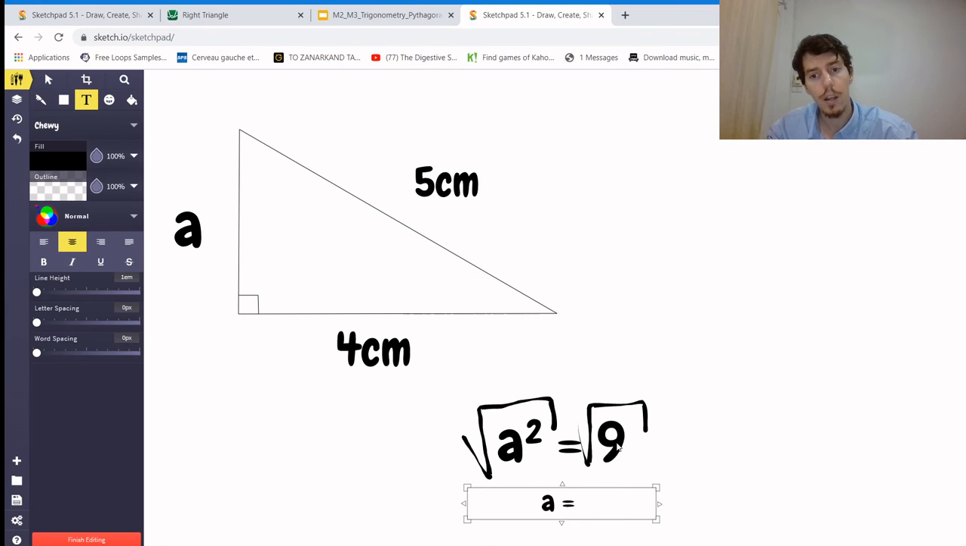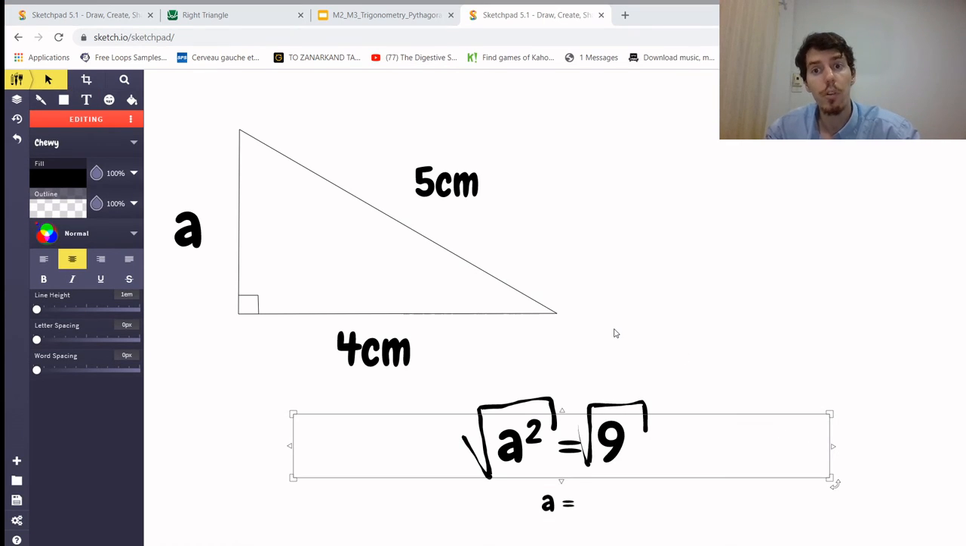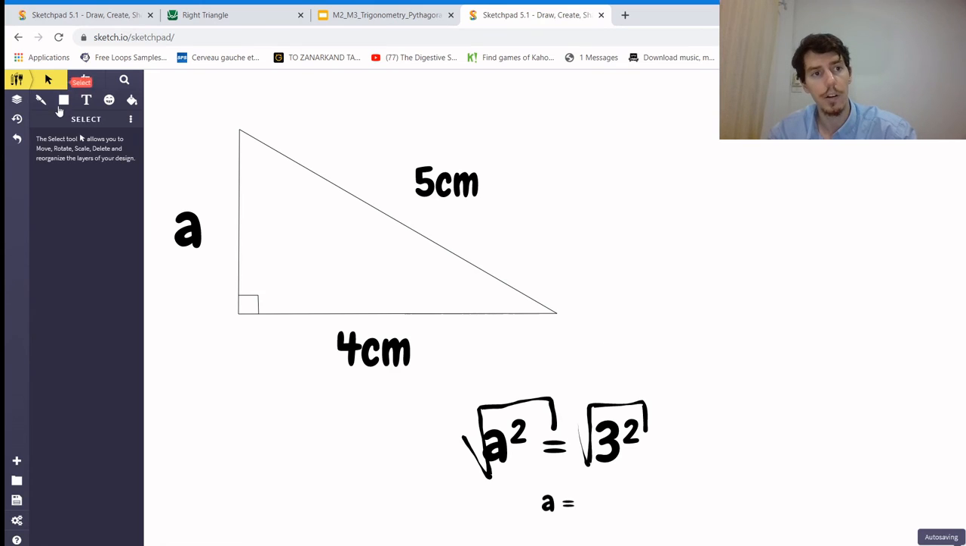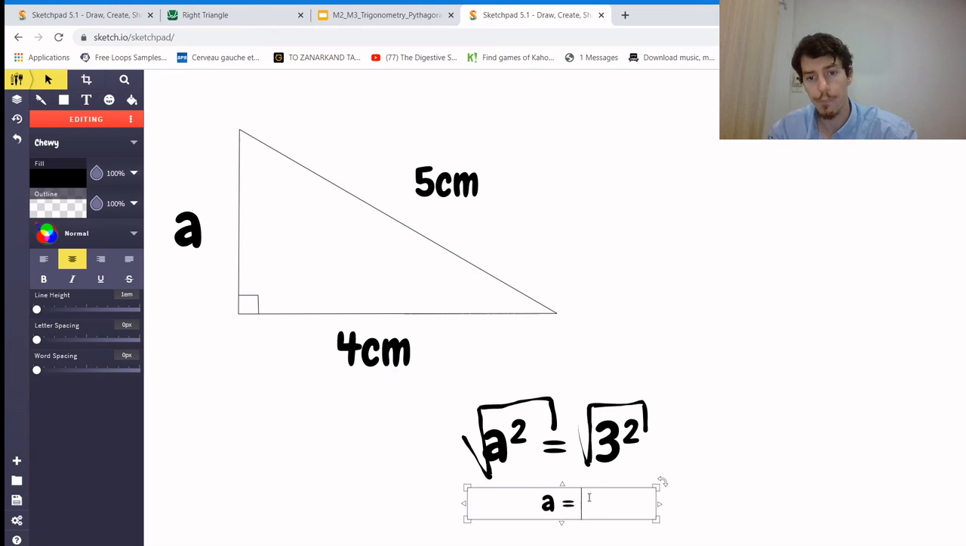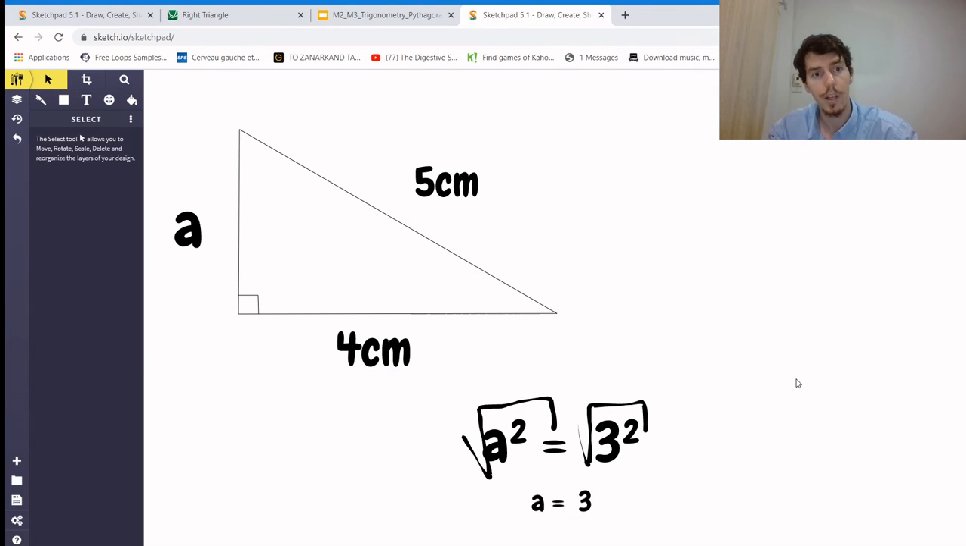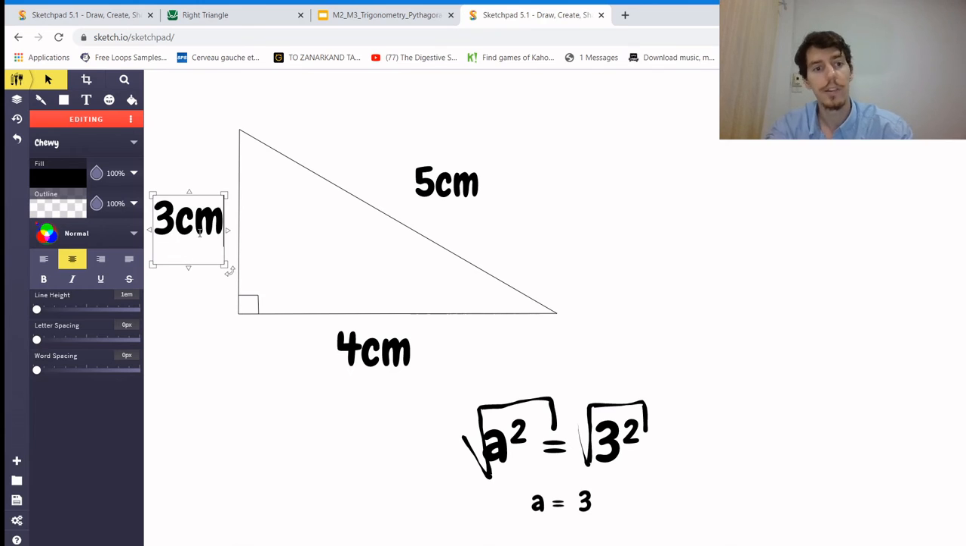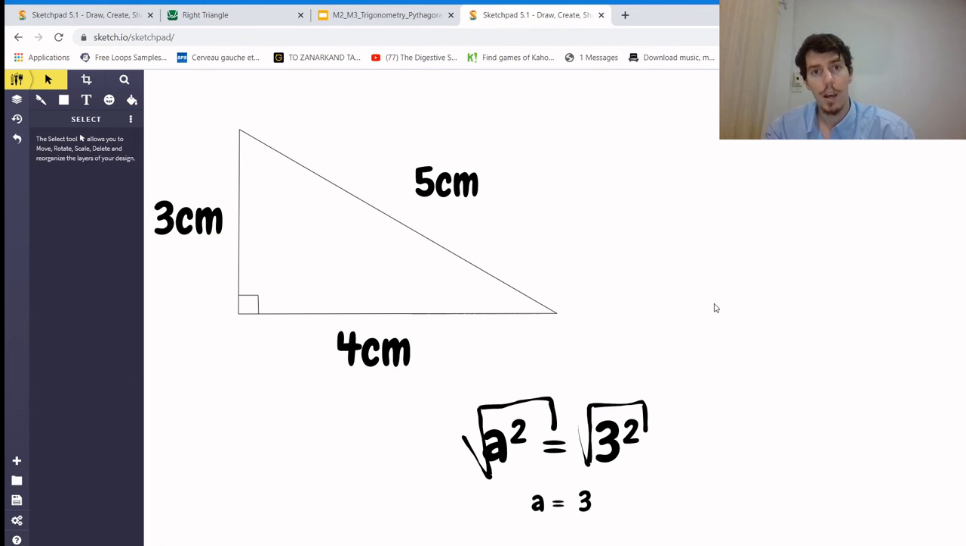And the square root of 9, what is it? To find the square root of 9, I have to write 9 as something squared. You know 9 is 3 times 3. 9 is 3 squared. If I write it like this, now it's easy. The square root of 3 squared is equal to 3. So a equals 3. And that's cool because I told you about the 3, 4, 5, right? So we find a equals 3 centimeters. I hope you guys understand how to do this.